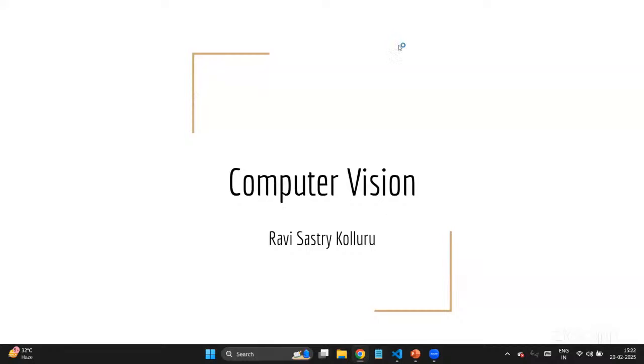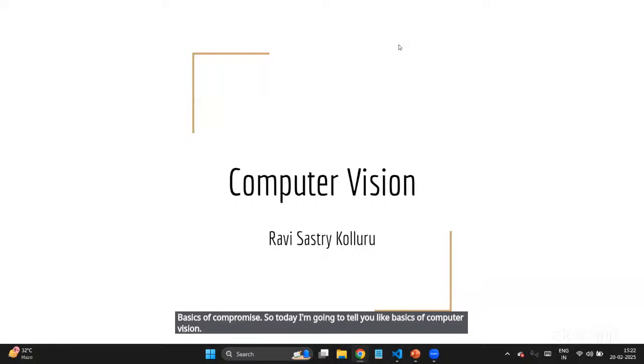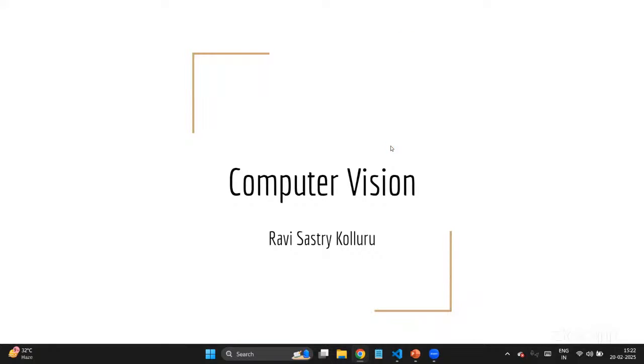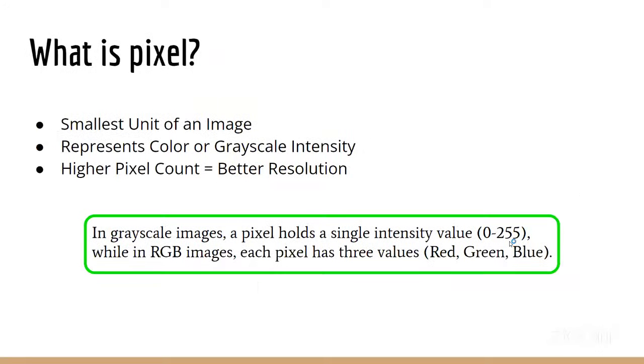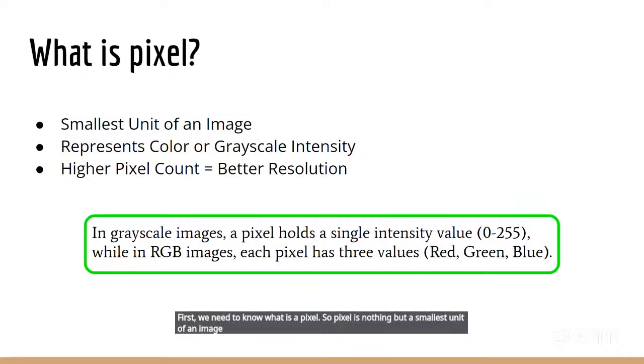So today I'm going to tell you the basics of computer vision. First we need to know what a pixel is. A pixel is nothing but the smallest unit of an image. When we represent it in color or grayscale, it is an intensity. If we have a higher pixel count, then we have a better resolution.